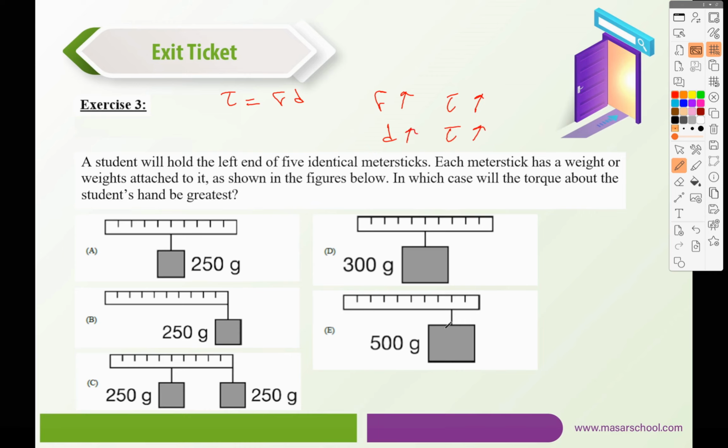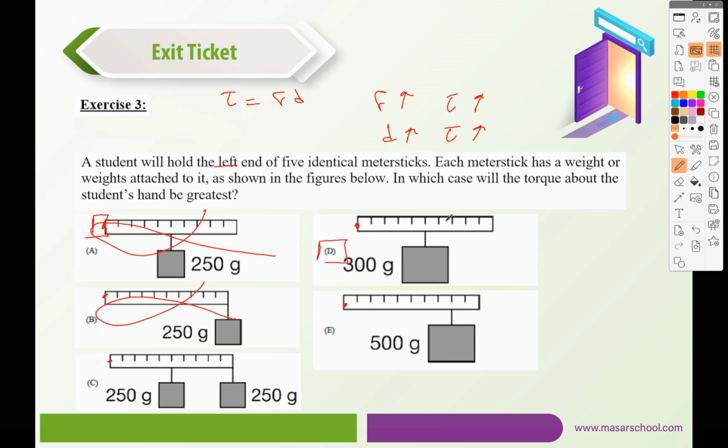Now it's not reasonable to calculate the torque produced by each mass, so let's start eliminating. Let me assume that the student's hand is here on the left, so the pivot point is assumed to be the same for all configurations. Now in this case, the torque produced by 300 grams is greater than 250 grams, so that would be greater, then we can directly eliminate this. Now we can eliminate B because C is greater than B, since it has an additional mass which will produce more torque.